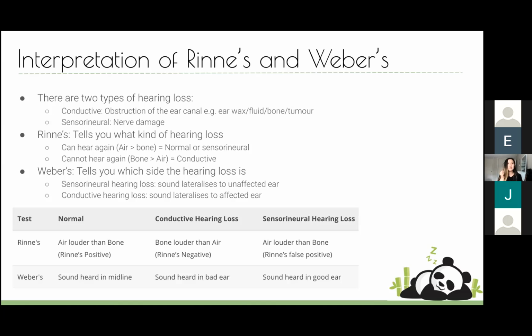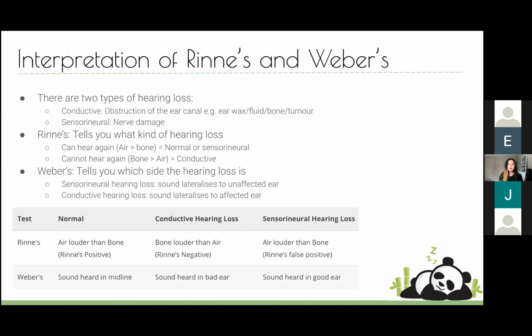You say, can you hear it again? If they can hear it again, that's normal or sensorineural. That's because your air conduction should be better than your bone. That's why you have an ear. Otherwise, you would just hear things through your bone. Otherwise, if you can't hear it again, then it's conductive loss because you can't hear it through the ear. So something's blocking it.